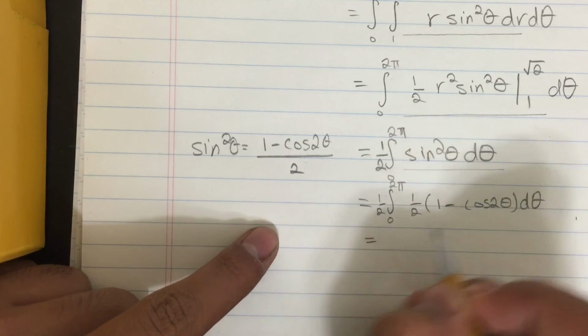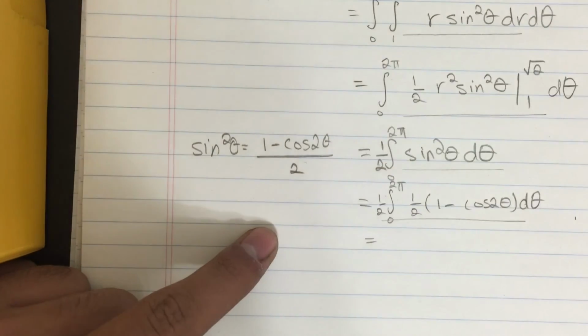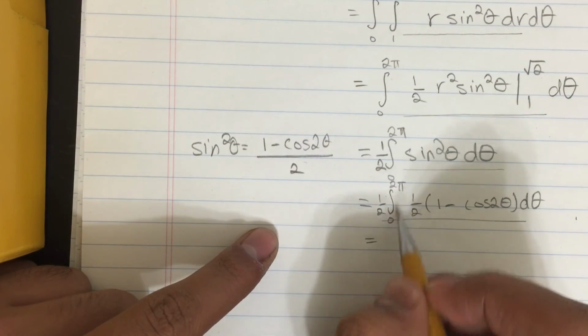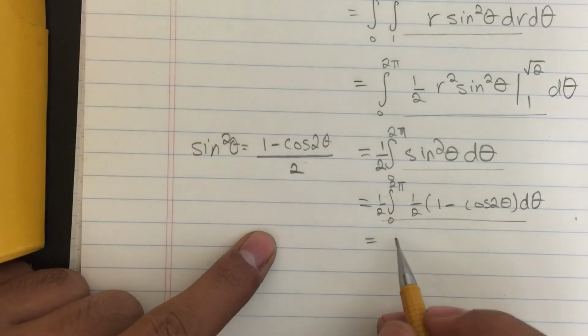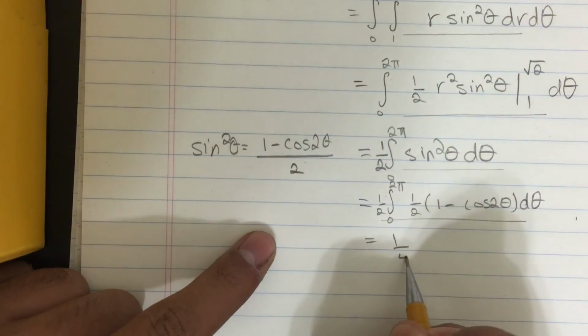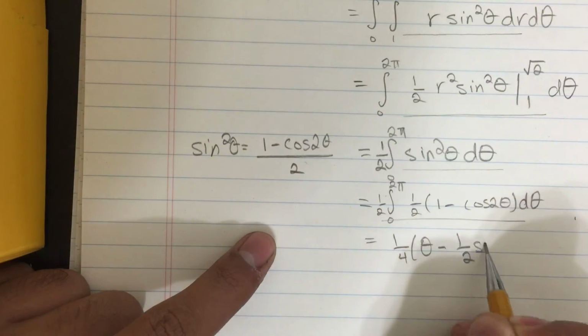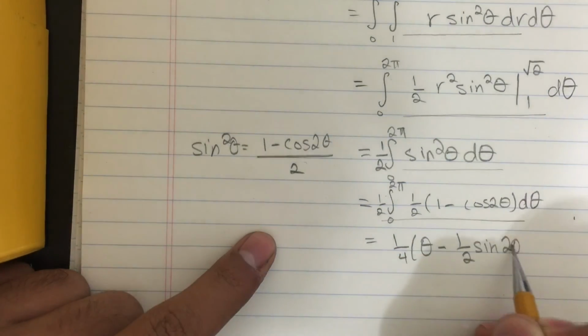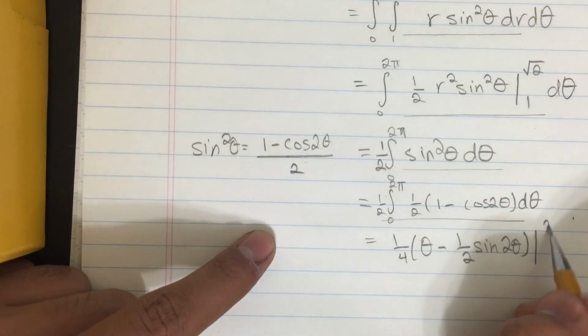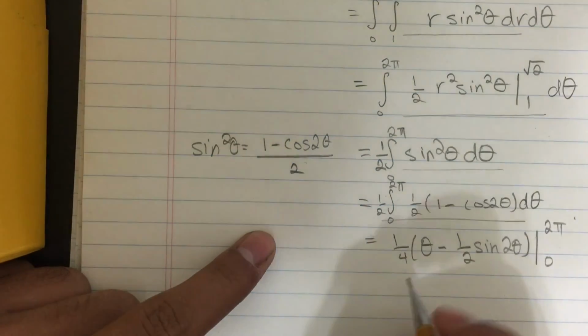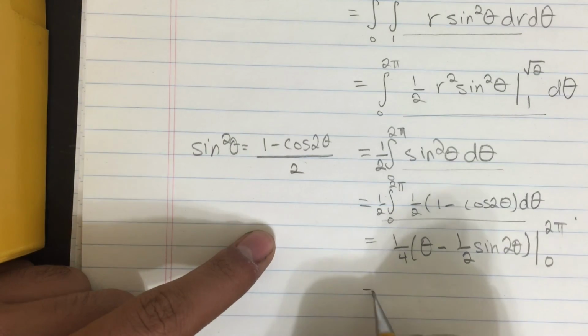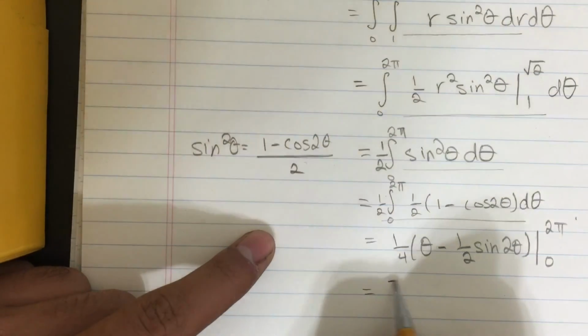So you can solve this from 0 to 2 pi, which is going to give you 1 over 4 theta minus 1/2 sine 2 theta, evaluated from 2 pi to 0. And if you sub in these values, it's going to give you pi over 2.